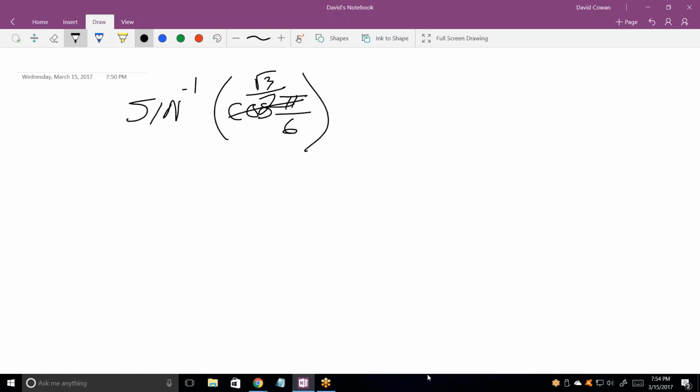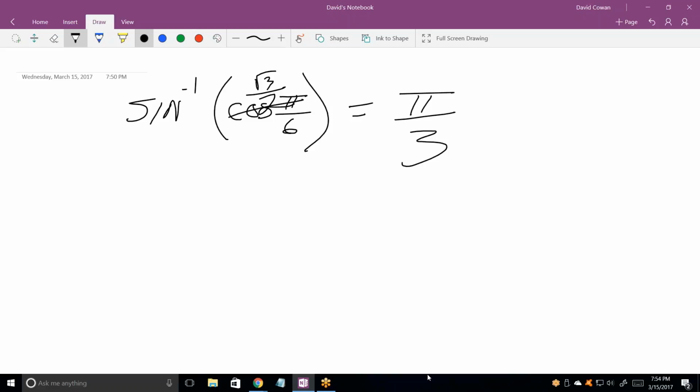And now what's the inverse sine of root 3 over 2? What angle and what quadrant are we going to be in? We're going to be in the first quadrant. Where is the sine equal to root 3 over 2? Pi over 3. Right.